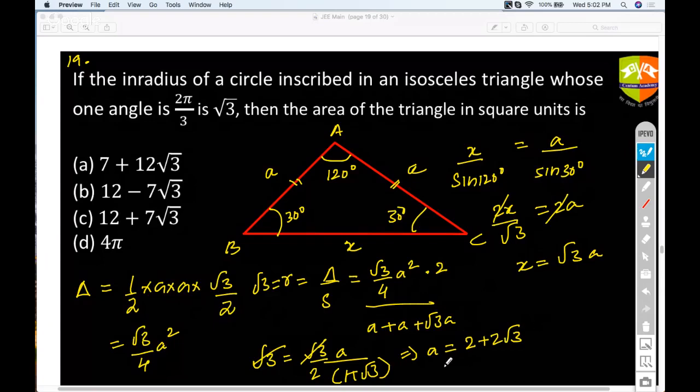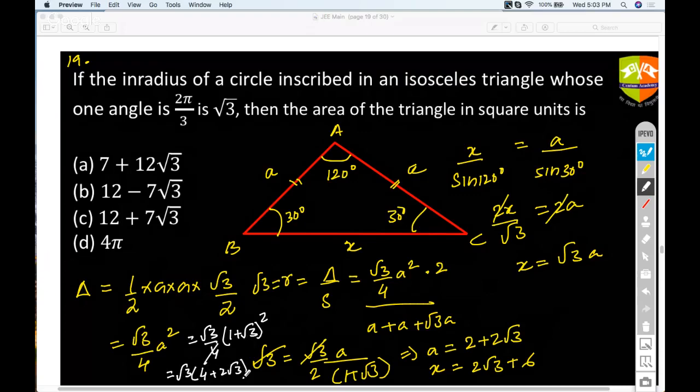Correct? And x is going to be 2 root 3 plus 6. Right? Okay, but I don't need that actually because I just have to find out the value of area. So area is going to be root 3 by 4 a square, that is going to be 1 plus root 3 square and 4 will go off. So that's root 3 plus, this is going to be 4 plus 2 root 3.